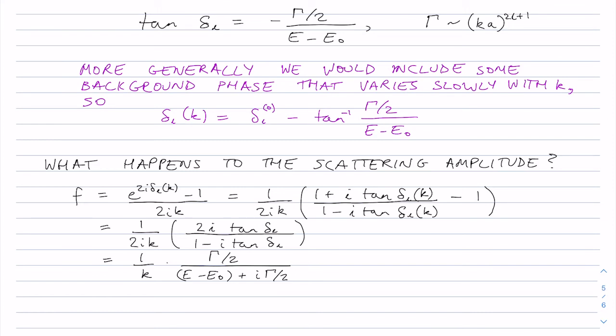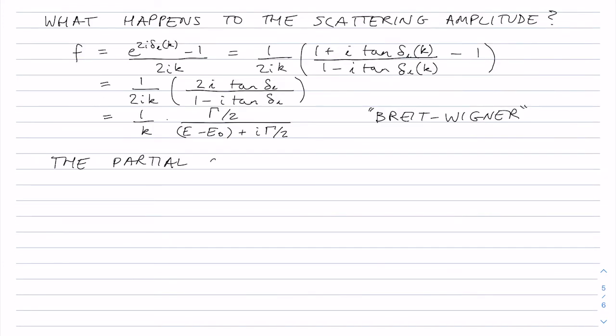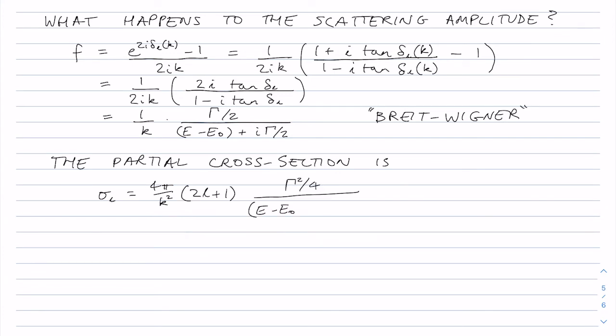Where in that last step, I replaced tan delta with this formula here. This is the famous Breit-Wigner formula. It tells us what's happening to the scattering amplitude in the presence of resonances. We can also then ask what happens to the partial cross-section. And we see straight away that this is a familiar Lorentzian form. It's a resonance formula.